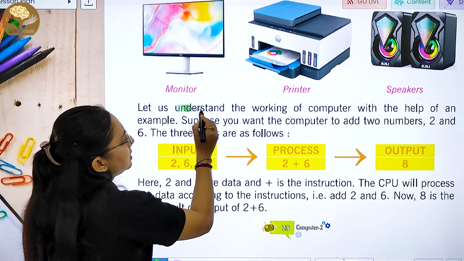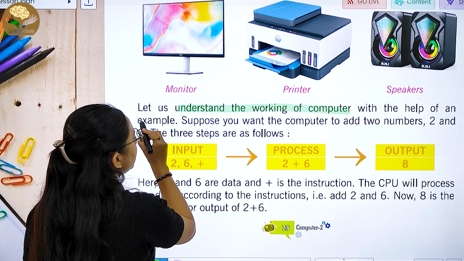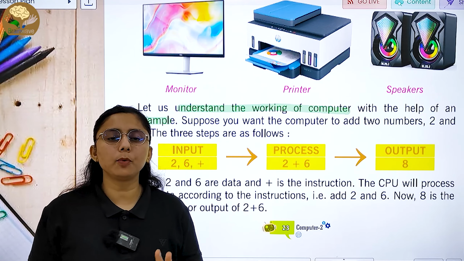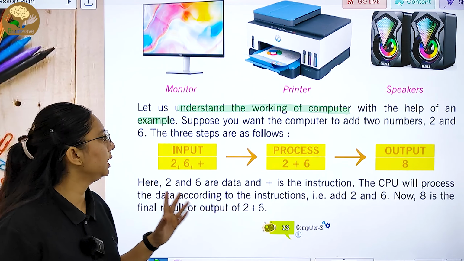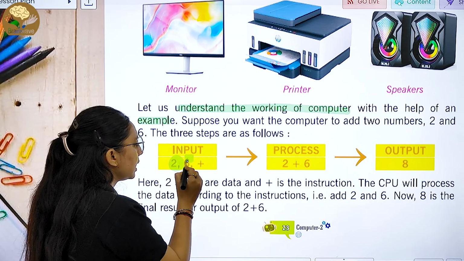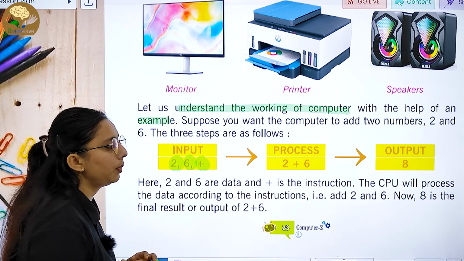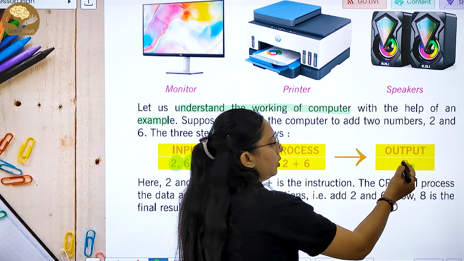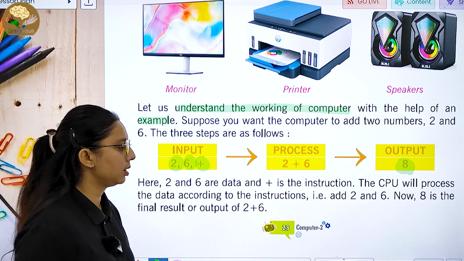Now, let us understand the working of a computer with the help of an example. Suppose you want the computer to add 2 numbers, 2 and 6. You will give input: we will give it 2, 6 and the plus sign. That is the input. It will process 2 + 6, and the output will be 8. So 8 is your answer, that is the result.